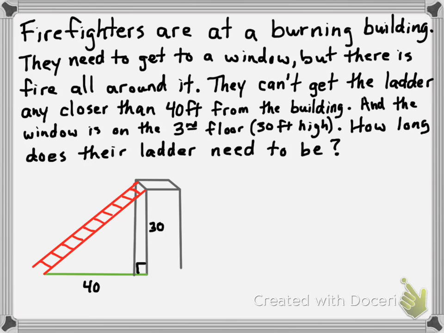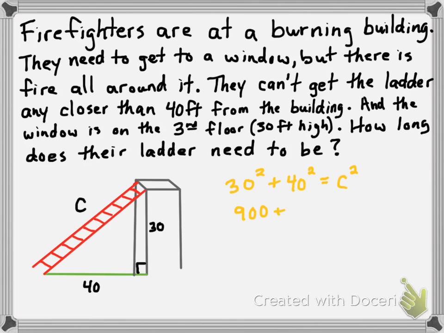And since I'm trying to find how long the ladder is, well, isn't that across from the right angle? So isn't that my hypotenuse? So that makes the ladder C. Well, now I have A, B, and C. So I can use my Pythagorean theorem. And I get A squared plus B squared equals C squared. So that's 30 squared plus 40 squared equals C squared.